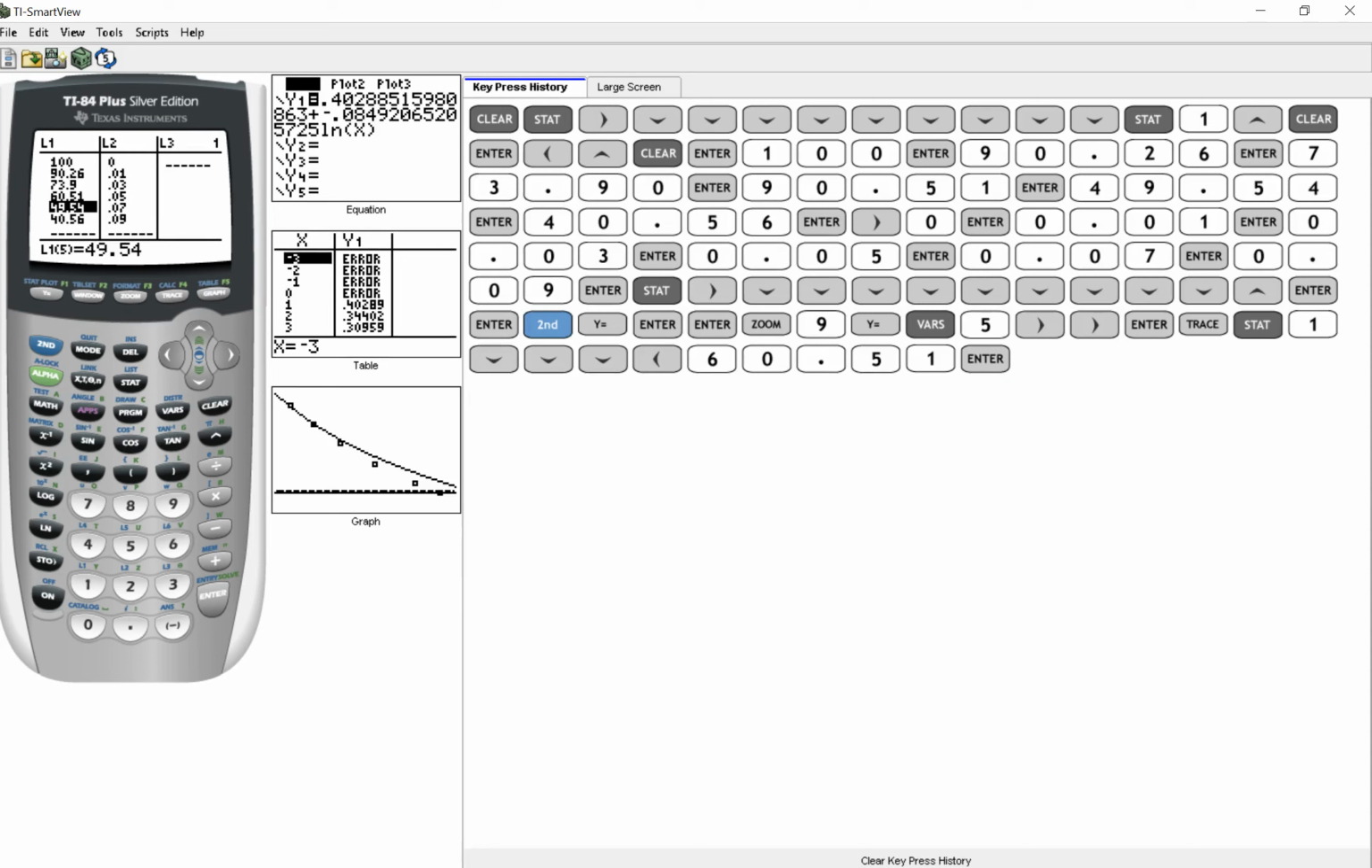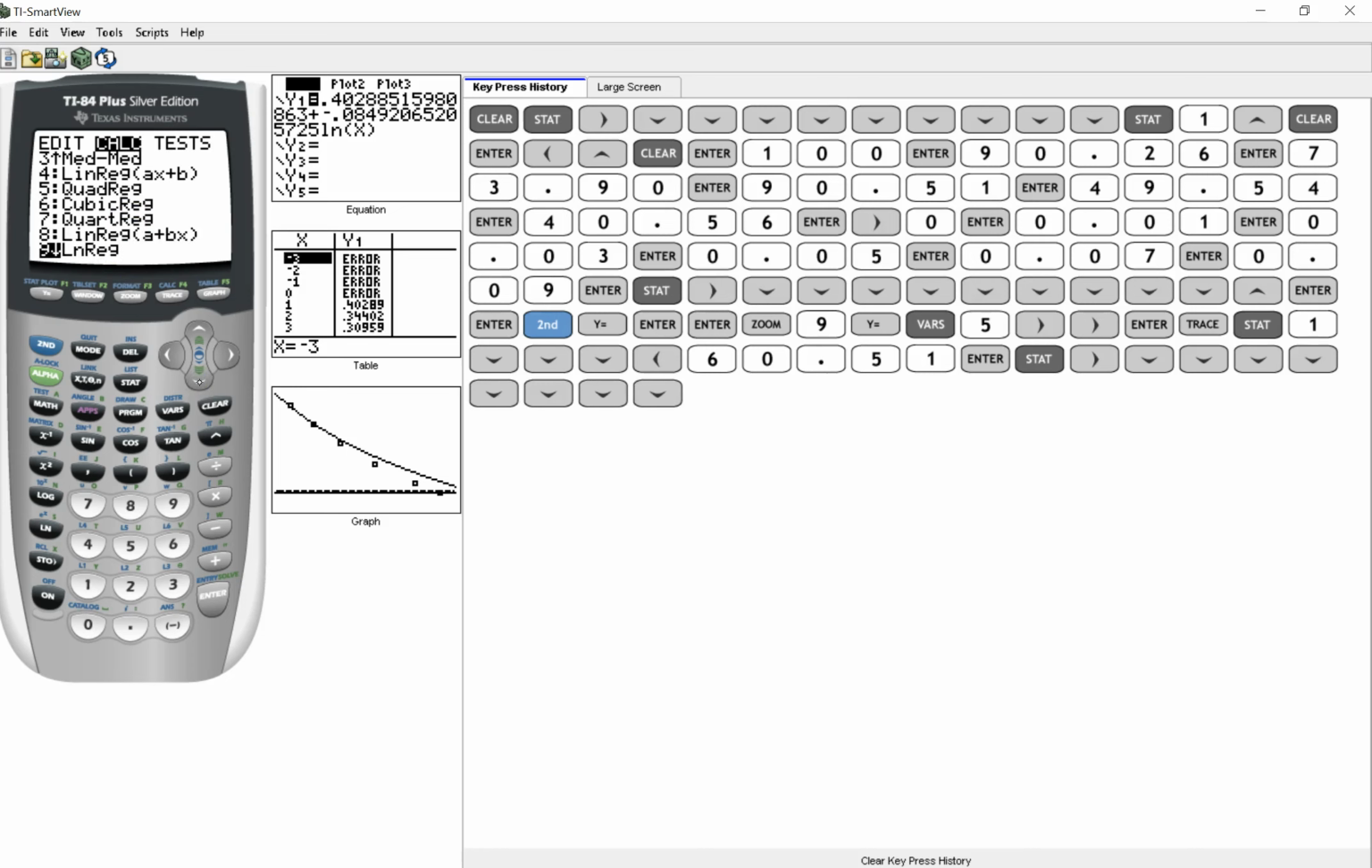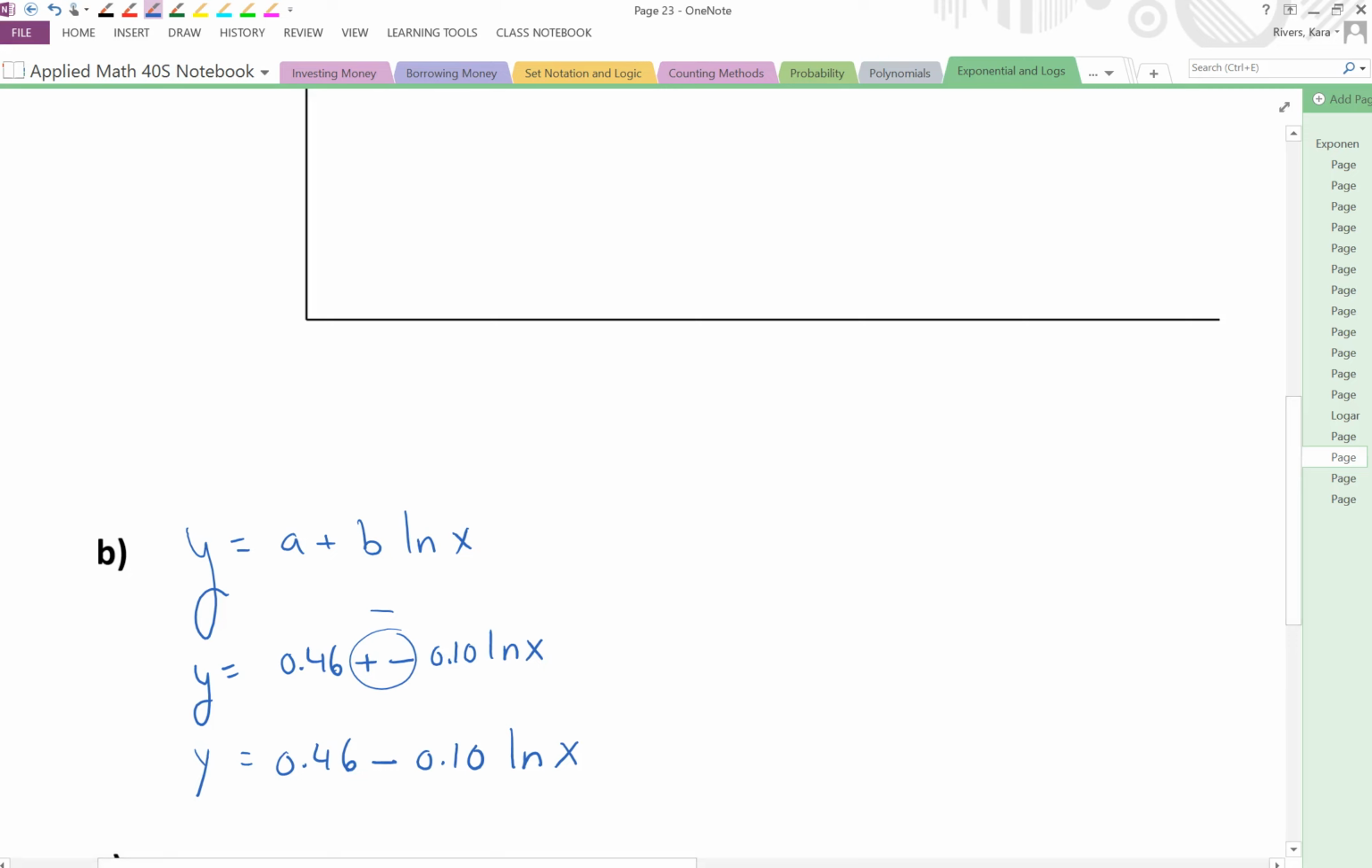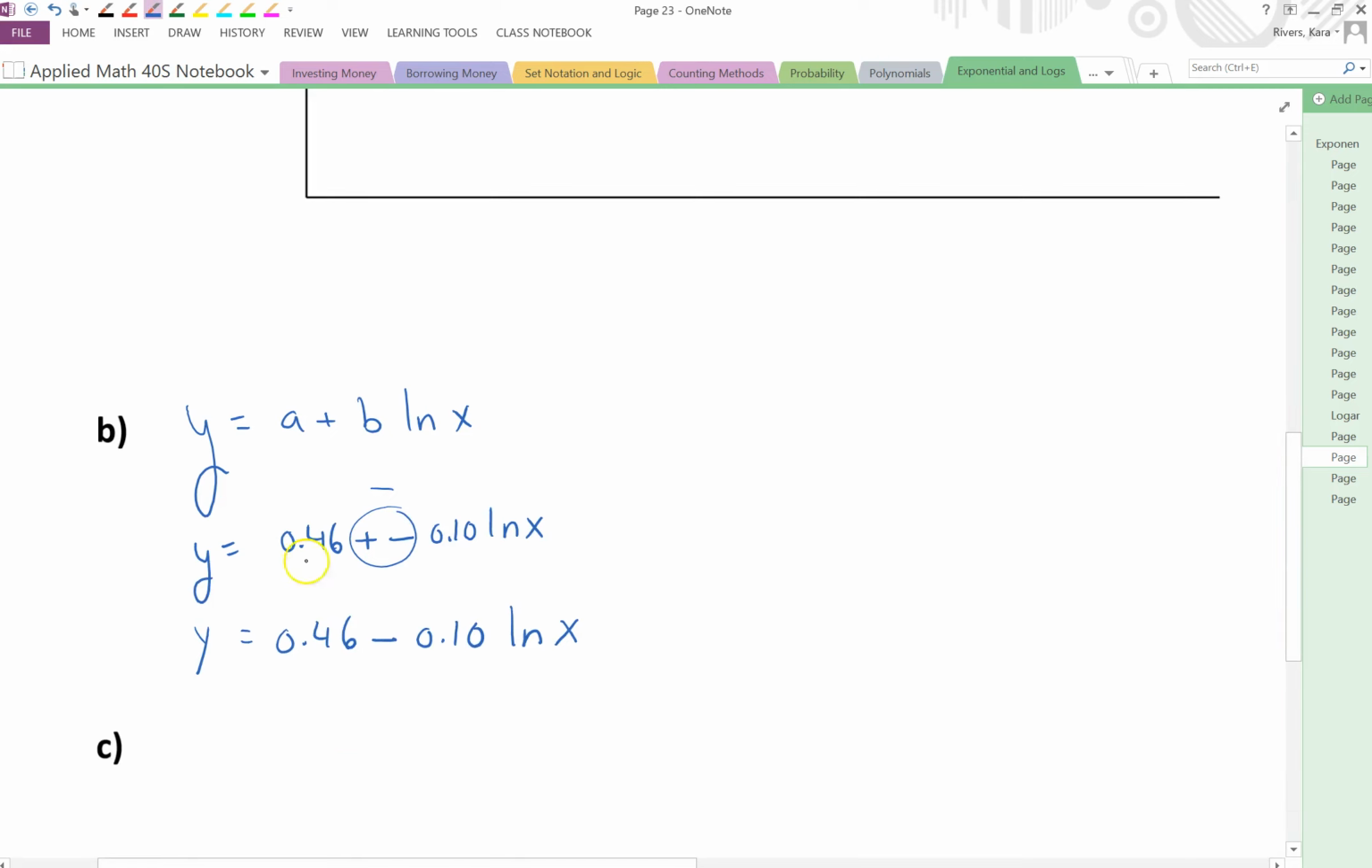Now that you have all your data in here, we can go to Stat, Calc, and figure out what our equation is. If I go down to the logarithmic regression, there it is, hit enter and enter again. And I've got a as 0.46 if I'm rounding, and b is negative 0.099, so that would be 0.10. So if we look down at our notes, we could put that in, and you can see I did my rounding, and because I have a negative b value, I'm going to just change that to a negative.